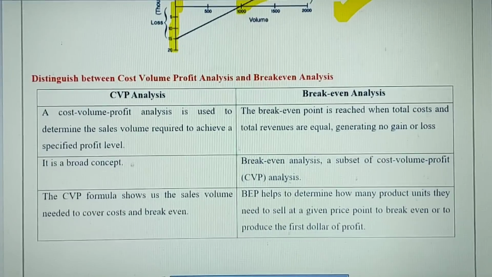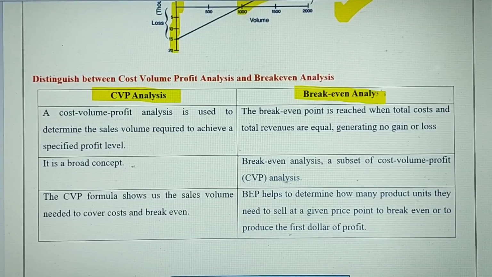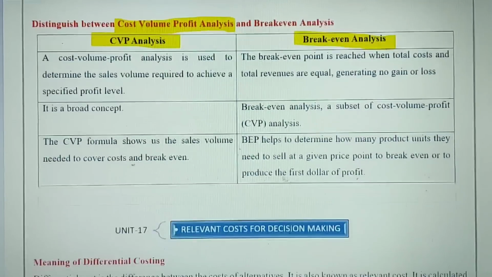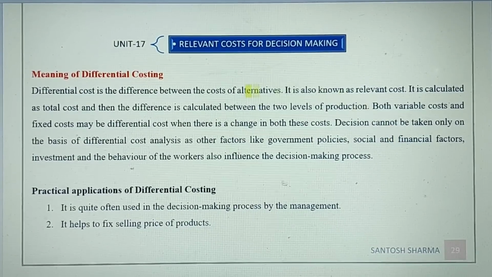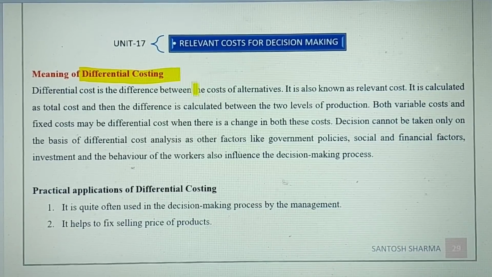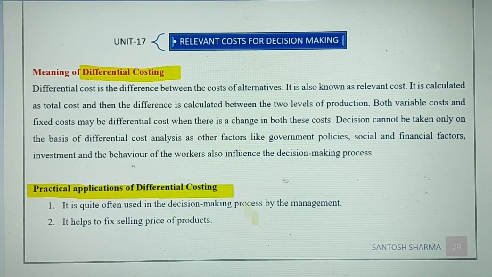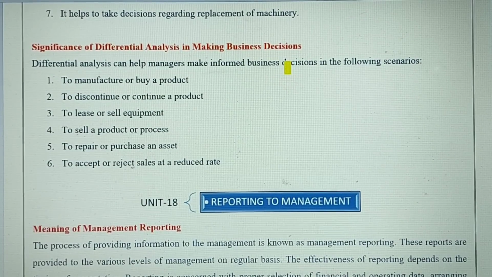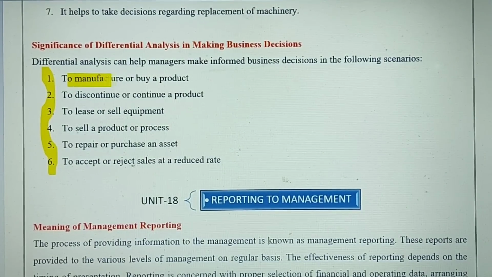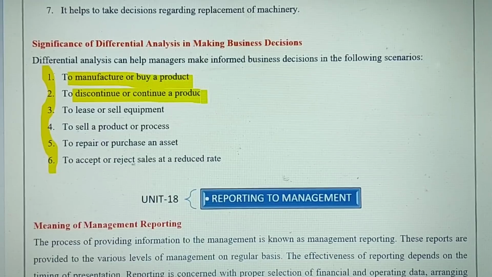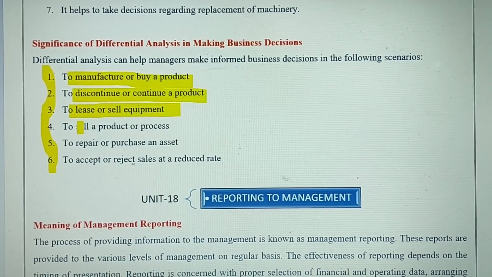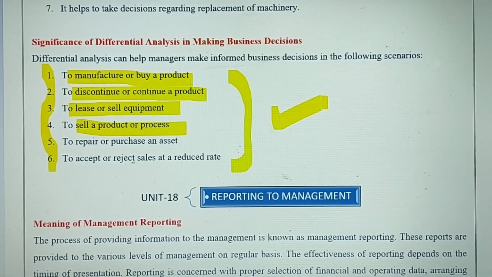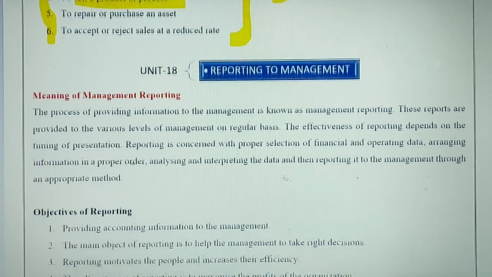Okay, one difference you can also revise for the exams is CVP analysis and break even analysis. CVP stands for cost volume profit analysis. And okay, unit 17. From this unit you should know what differential costing is. Just now I told you about this, and a few practical applications of differential costing, and why differential costing is important in business. All these points need to be explained, like to manufacture or buy a product, to discontinue or continue a product, to lease or sell an equipment, to sell a product process. So there are different areas where we use this differential cost analysis to find more lucrative and more profitable ventures.